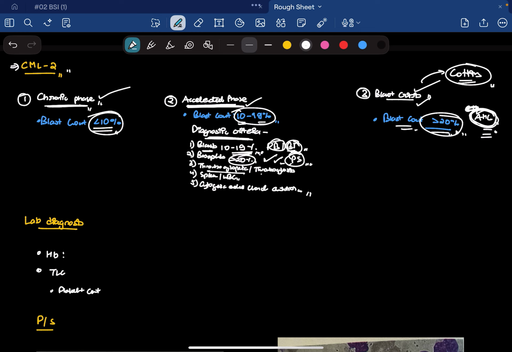There should be thrombocytopenia or thrombocytosis, which should be persistent and unrelated to any sort of therapy that you're going to be giving. Along with that, the spleen should be enlarged, and there should be a lot more WBCs, which is also unresponsive to therapy. There should also be cytogenetic evidence of clonal evolution. So all of these things are going to be there.